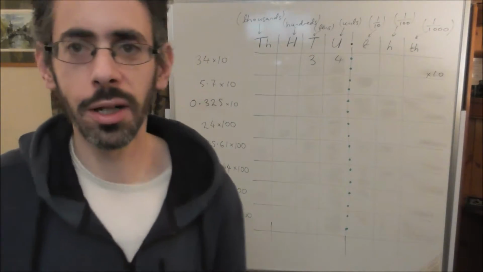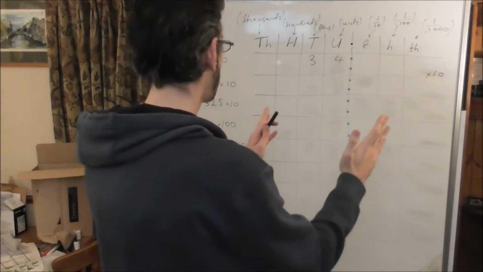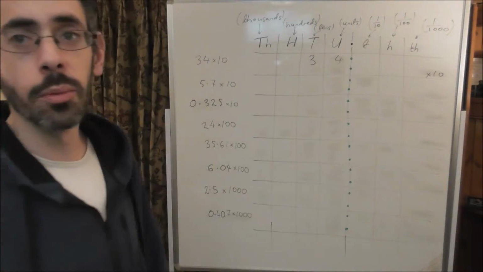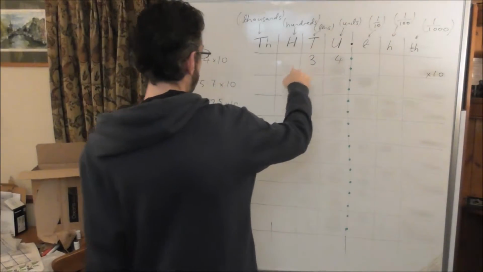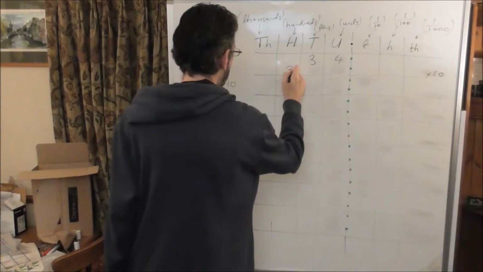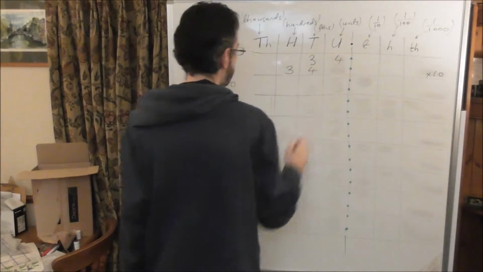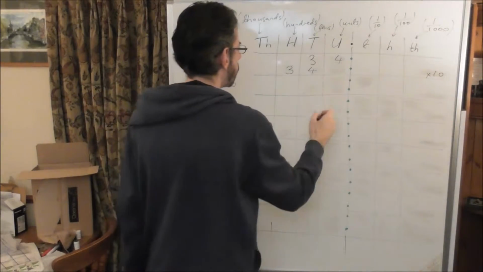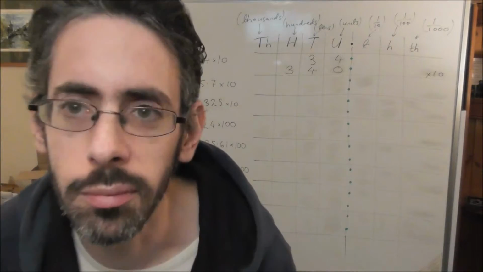Now it's quite easy to multiply a number by 10 because all you do is you just move all the digits one place to the left. So you move all the digits one column to the left. So the 3 will move from the tens column to the hundreds column. And the 4 will move from the units column to the tens column. And you need a 0 here to fill the gap because there are no units anymore. So the answer is 340.